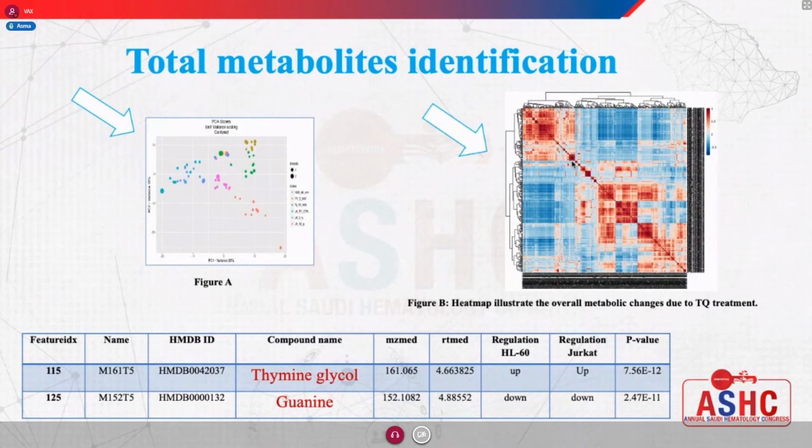Figure A shows the PCA performed on all the samples, which cluster closely to one another. Figure B is a heat map indicating that thymoquinone has an overall effect on the metabolic variation in both cell lines. We found a dramatic increase in thymine glycol, a metabolite recognized to induce DNA damage. Also, we observed a strong decrease in cellular guanine levels, suggesting alteration in nucleotide metabolism.